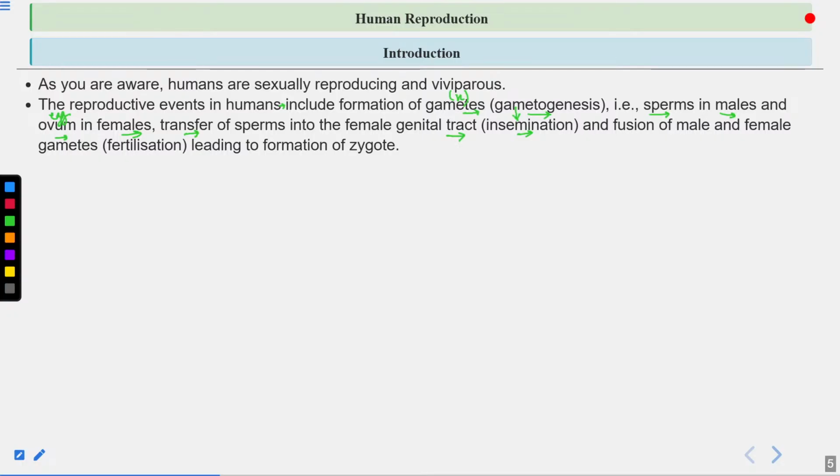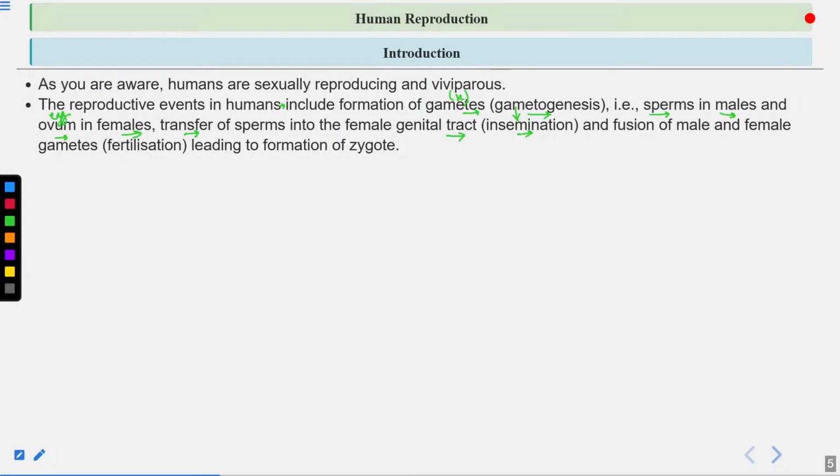What is the organ involved in insemination? Penis. This is a copulatory organ. This is involved in the insemination. So this penis has a specialized kind of tissue, and it helps in the erection of the penis, which is very important for the insemination.